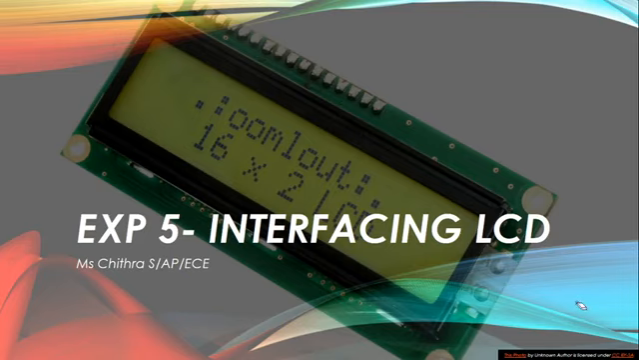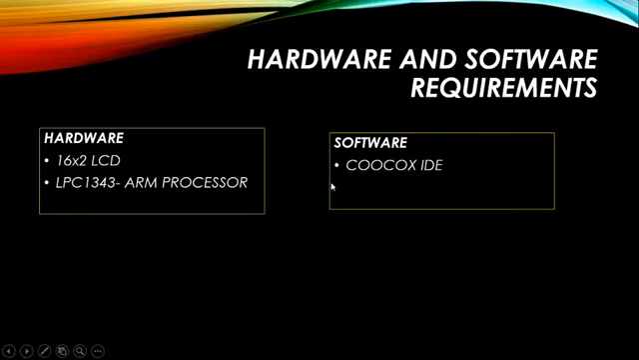Hello everyone. In this experiment, we are going to see how to interface a LCD to the ARM processor. Coming to the hardware and software requirements, the hardware required for us is the 16x2 LCD. 16x2 means the LCD can display two lines of text with each 16 characters. That is what we mean by 16x2 LCD.